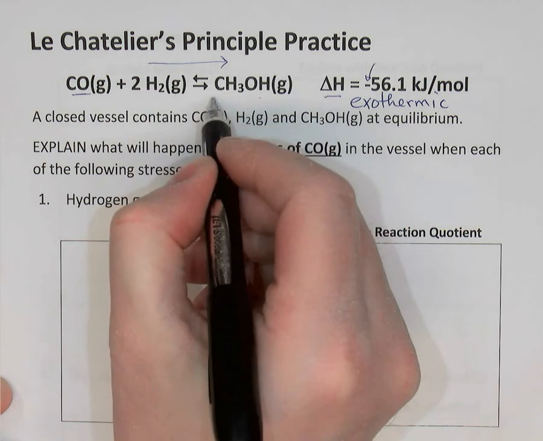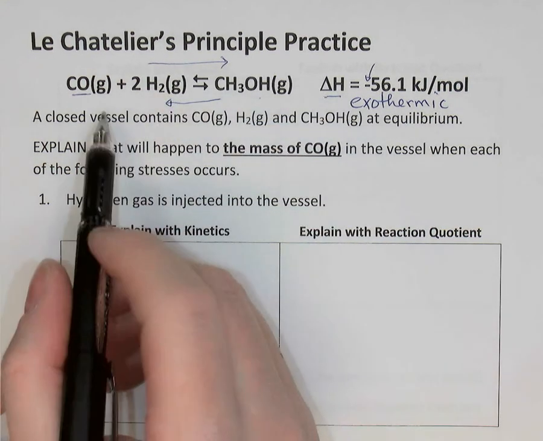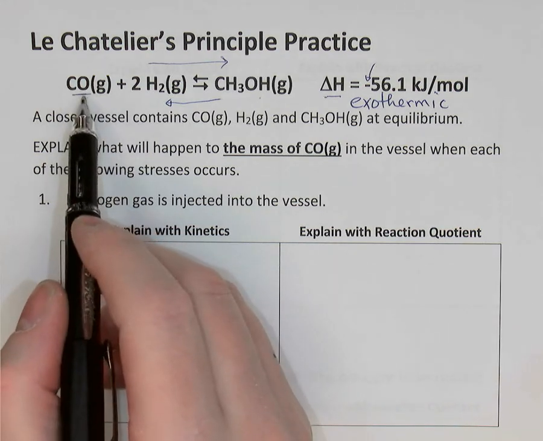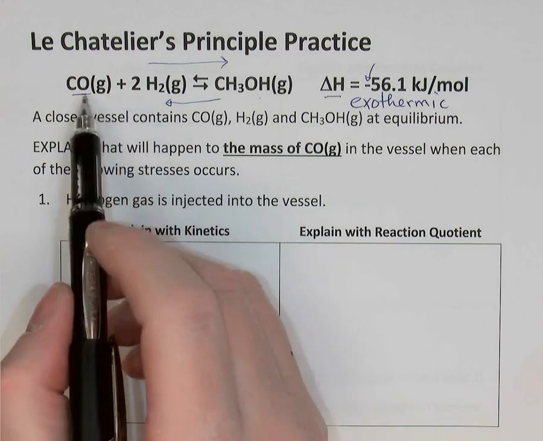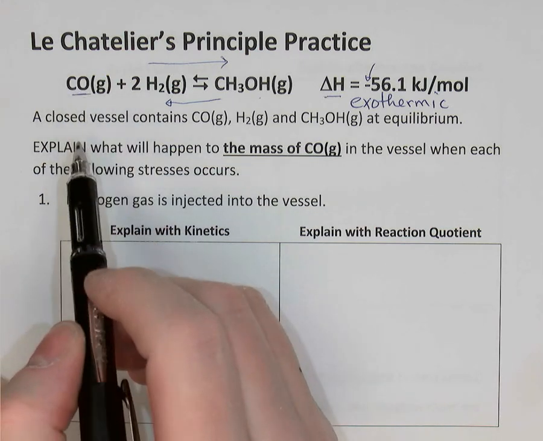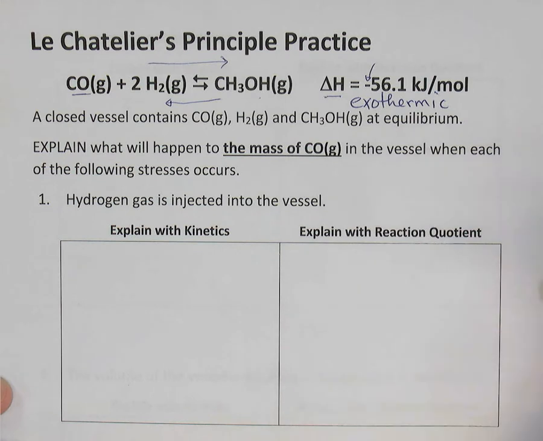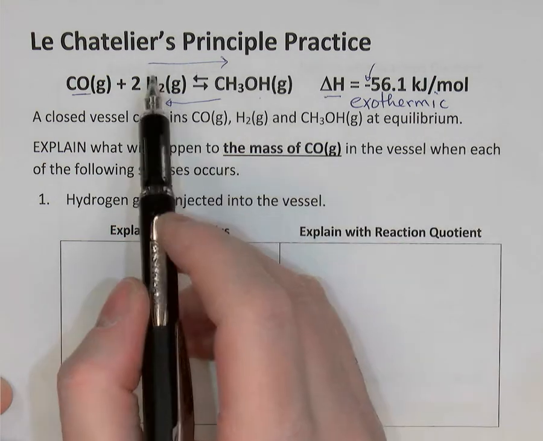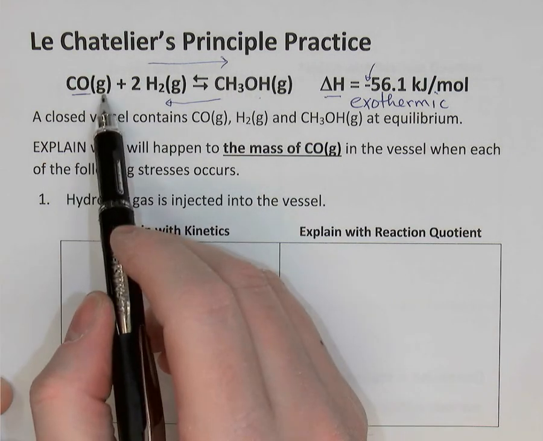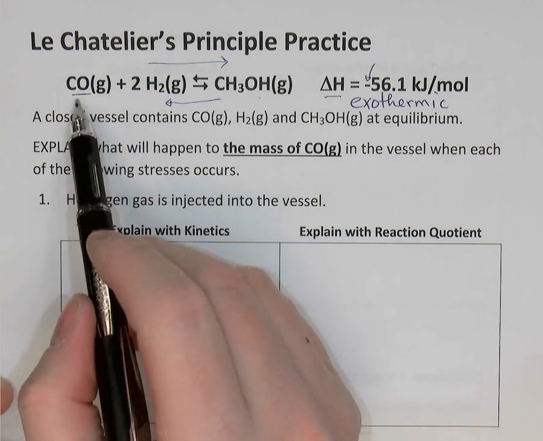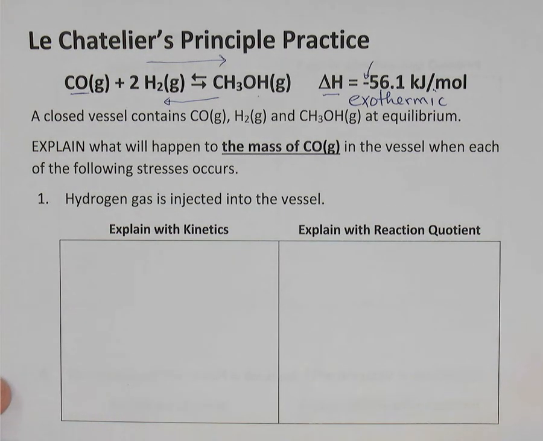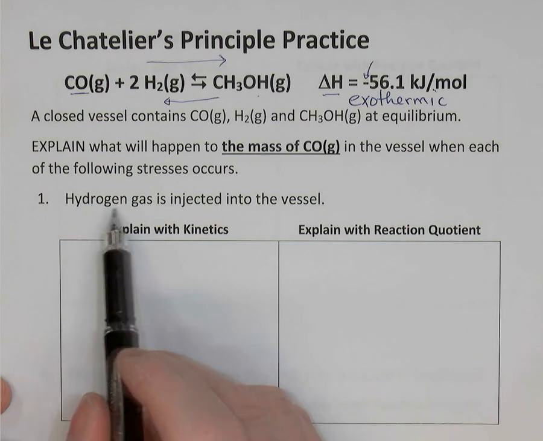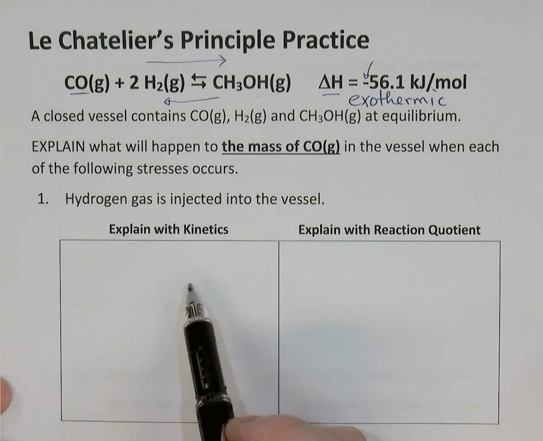On the other hand, if it were to shift in the reverse reaction, then carbon monoxide would actually become a product. In the reverse reaction, things on the left are being produced. So in that situation, carbon monoxide would be produced, would be increasing in mass. So when we shift forward, there will be less carbon monoxide. When we shift backwards here, there will be more carbon monoxide. So now let's look at this first stress. We're told what will happen to the mass of carbon monoxide if we add some hydrogen gas to the vessel.